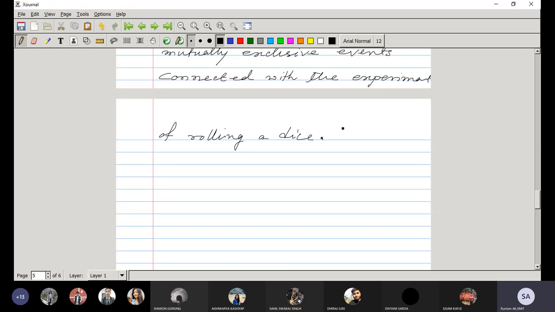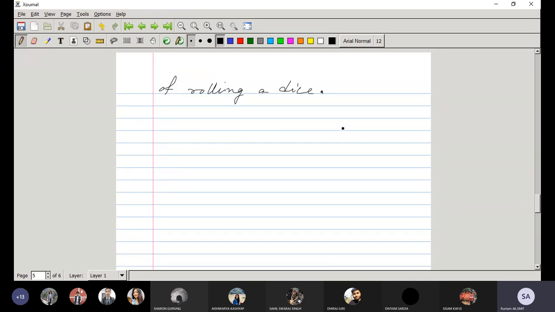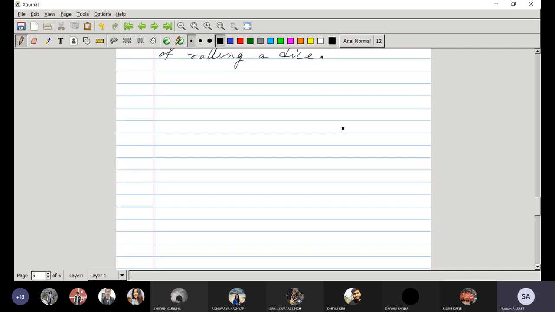Next, let us define equally likely points. So what is equally likely points?